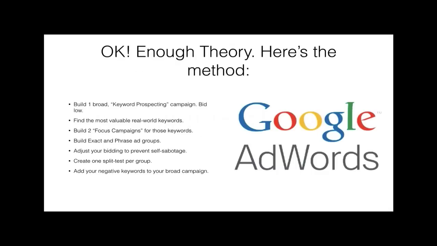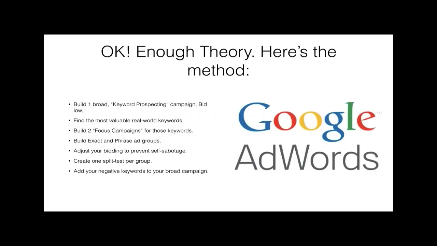So that's enough theory. I'm going to give you the method and then I'm going to walk you through how you can set this up in your own account. Okay, but just so you have the overview, here are the 7 steps. 1, we're going to build one broad keyword prospecting campaign, and I'll explain what that means. And we're going to bid deliberately low. Step 2, we're going to find the most valuable real-world keywords from that campaign. So we're going to let the market direct our attention.